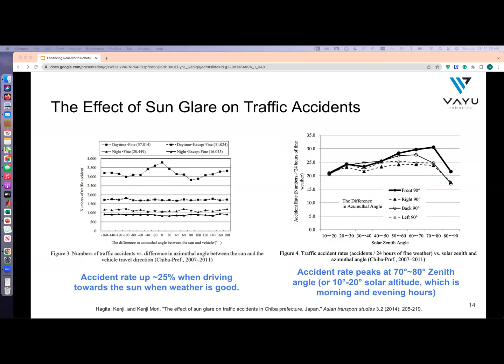And what they found is that the accident rate significantly increased, above 25%, when driving towards the sun under good weather. The accident rate is also related to the sun's altitude angle. It peaks during the morning and evening hours, which a lot of times coincide with the rush hour, when the sun's altitude angle is between 10 to 20 degrees.